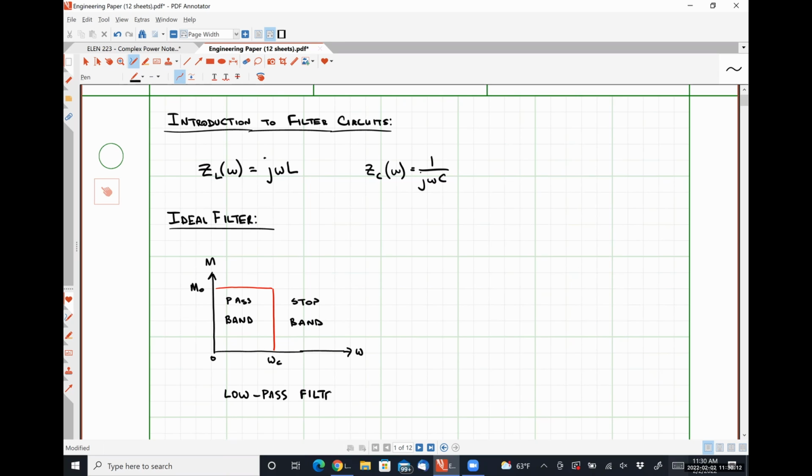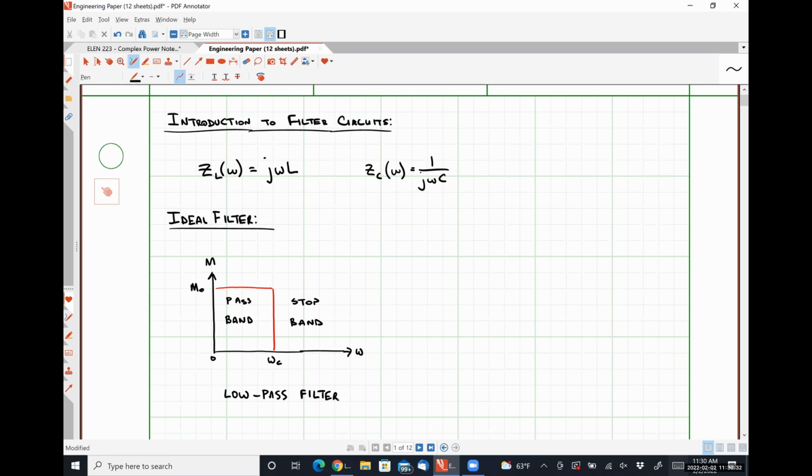Low pass filters can be made with first order circuits. So that's RC circuits or RL circuits. We can also make them with higher order circuits as well, but we can make them with as low of an order as one. So a single energy storage element.